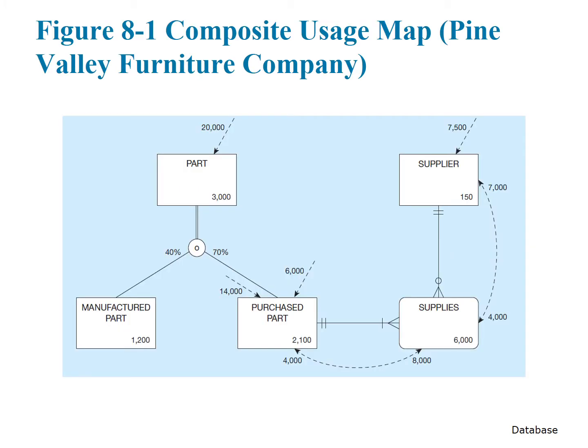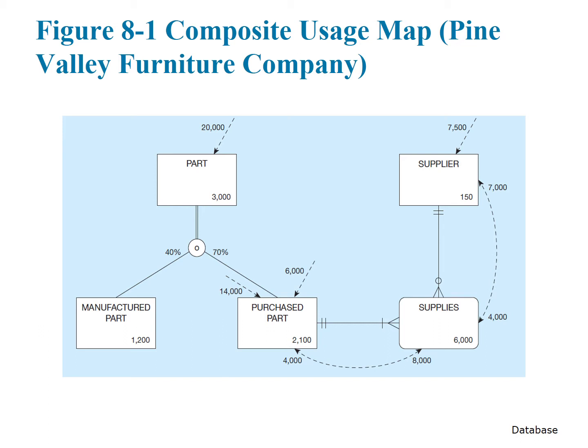Figure 8-1, Composite Usage Map, Pine Valley Furniture Company. We create a usage map by modifying and enhancing the entity relationship diagram to include information regarding size of entities, for example the number of instances, as well as frequency of use of these entities. In this way, we come to an understanding of the storage needs as well as the computational demands of the system. Usage analysis should be an ongoing activity.